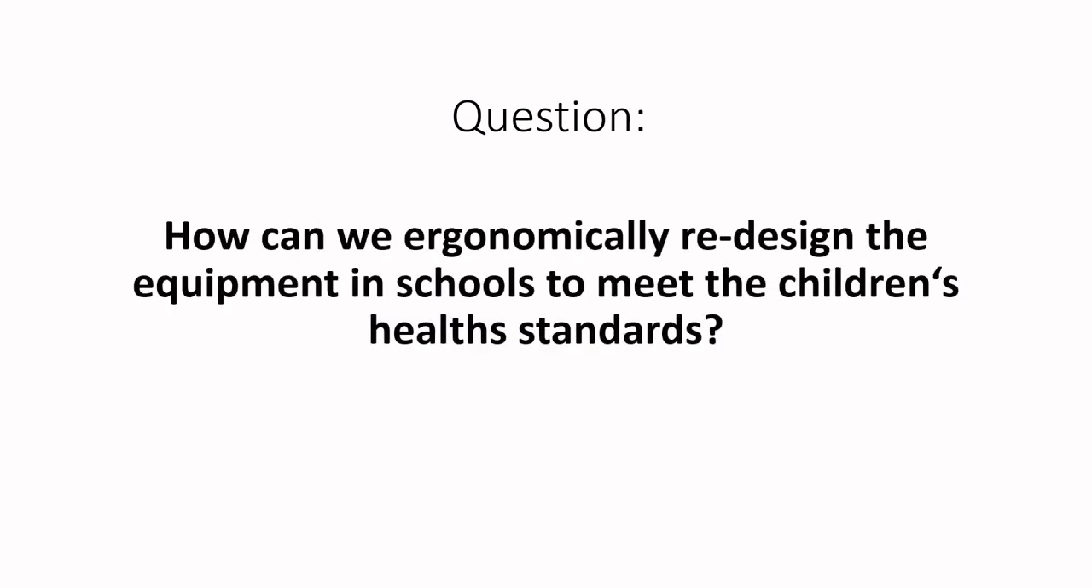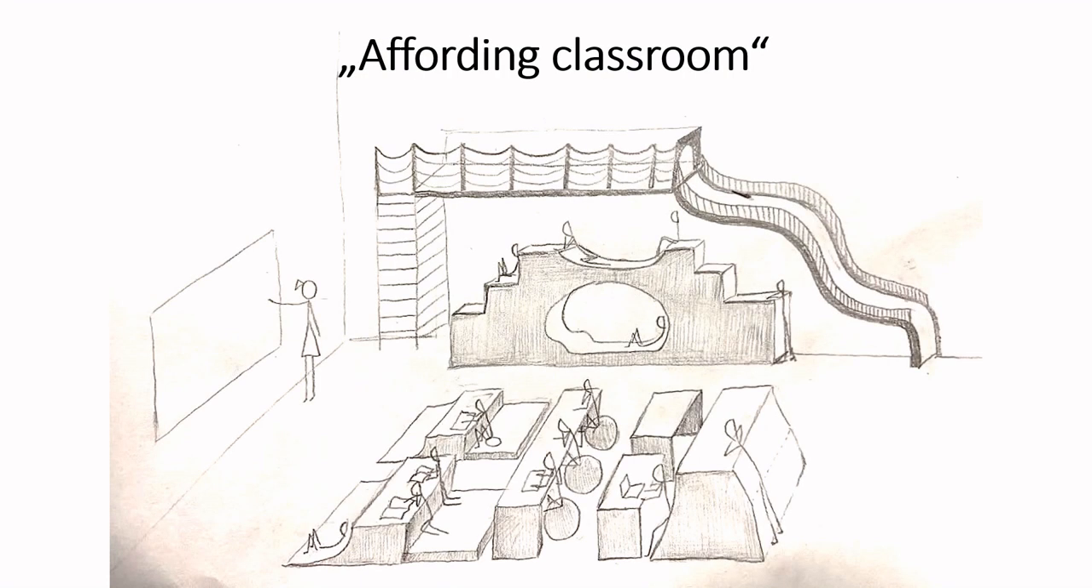Now, if I go back to the initial question, how can we ergonomically redesign the equipment in schools to meet children's health standards? To answer this question, I designed the idea of the affording classroom as a solution to the problem of sitting in accordance with the theory and existing evidence. The structure of the classroom resembles the conventional one, however, it does not contain any chairs, though the teaching is still performed frontally. The classroom consists of many affordances, allowing children to use them in many ways.